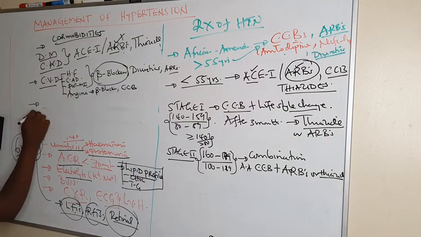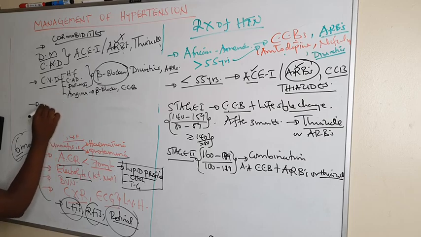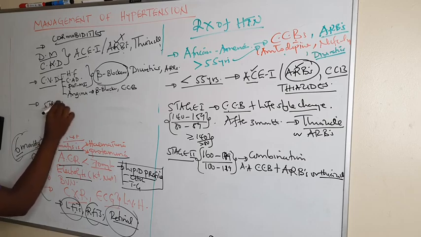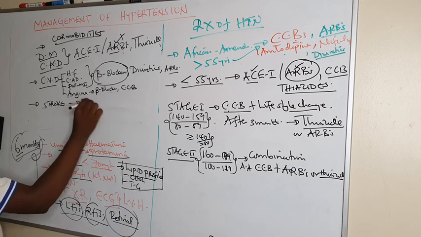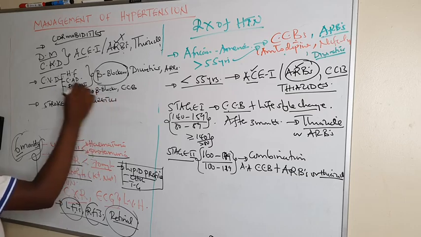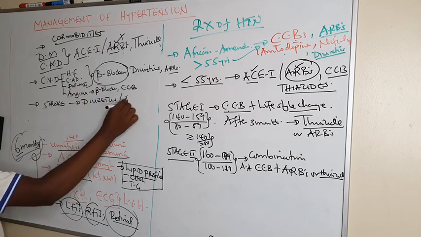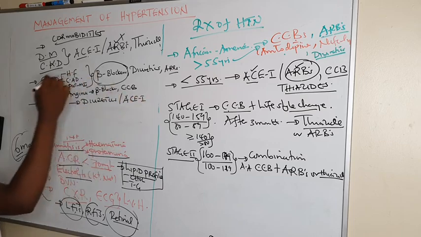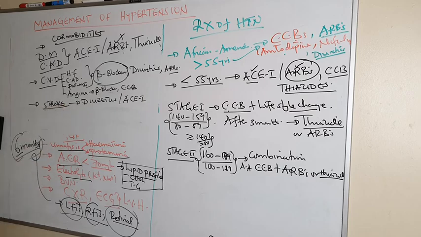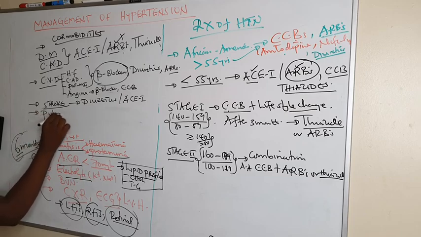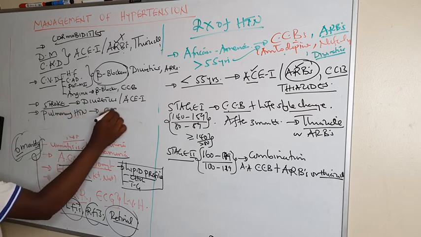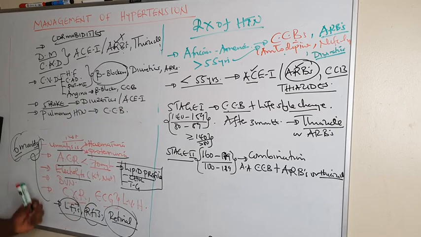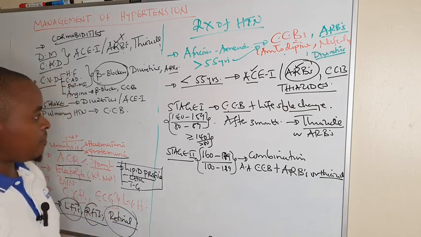Then another condition we can talk about, even stroke. So for patients with stroke, you can give drugs like diuretics. Diuretics can be drug of choice, or you can give ACE inhibitors. That is with patients with stroke. Then other conditions like pulmonary hypertension. Patients with pulmonary hypertension, you can straight away give them calcium channel blockers as a first-line therapy.